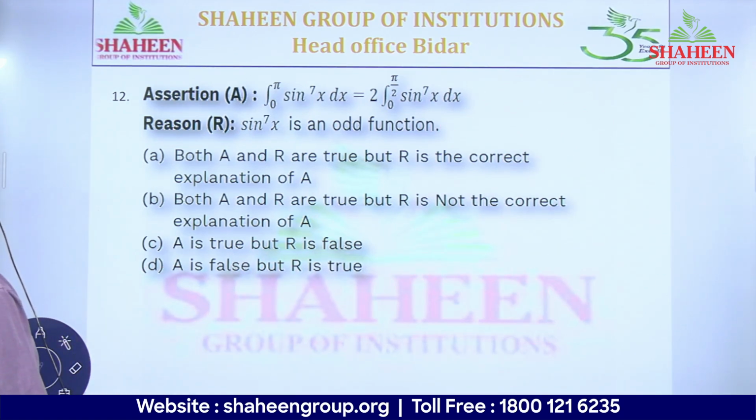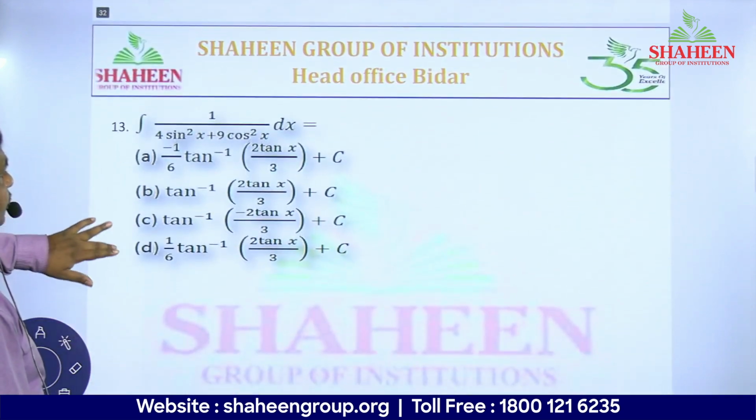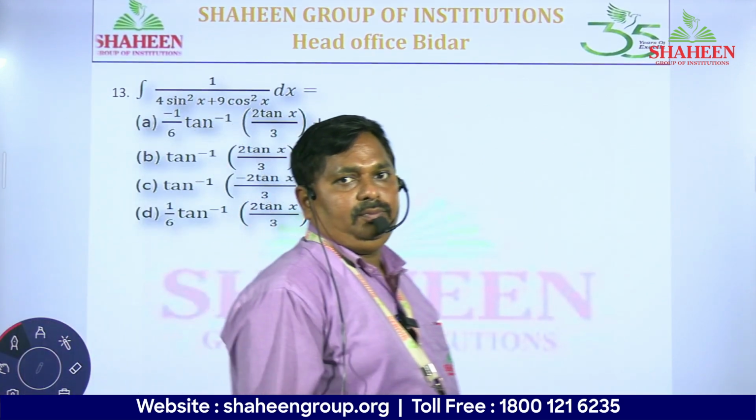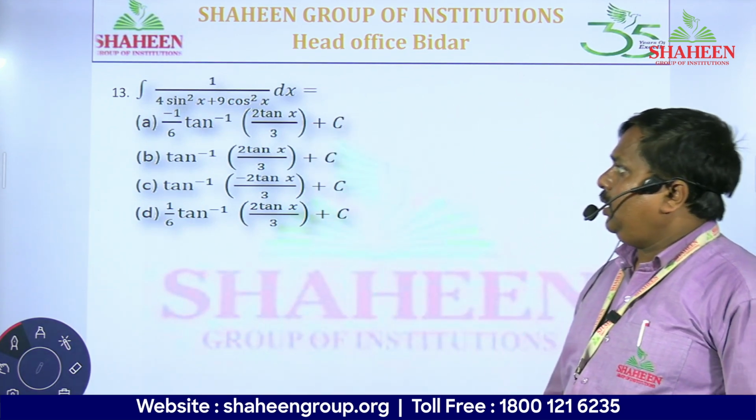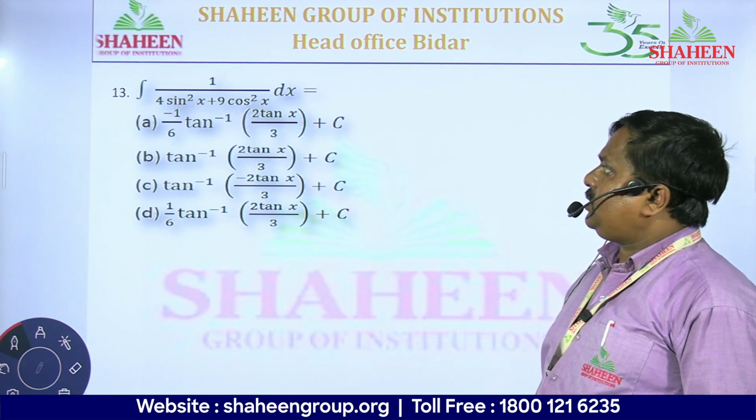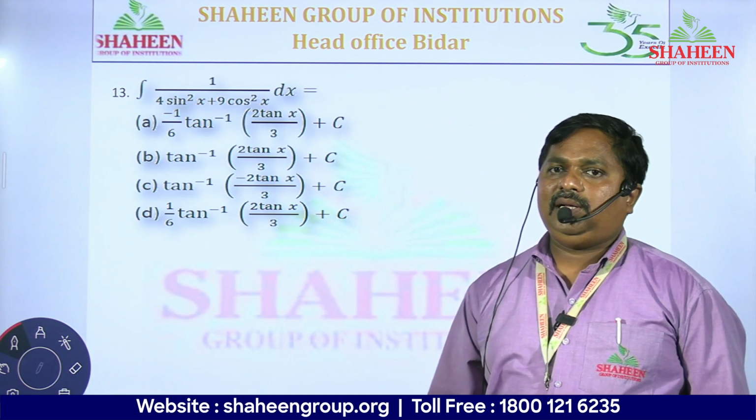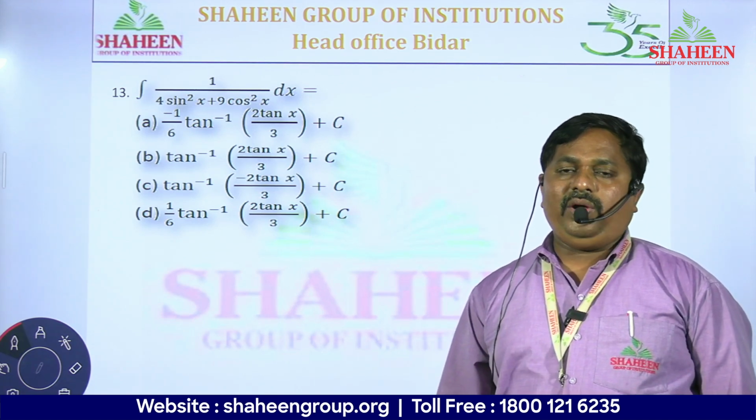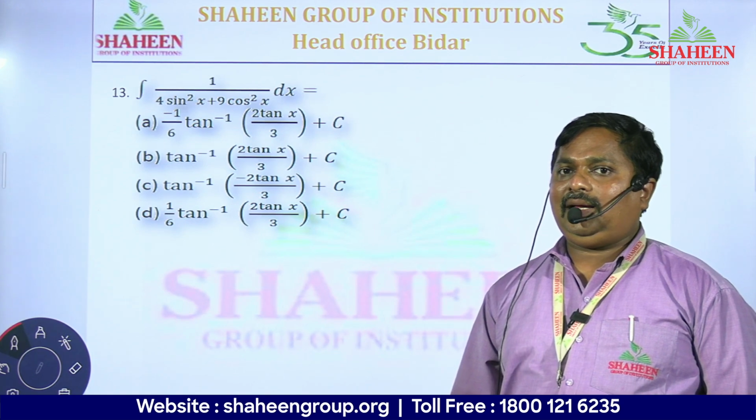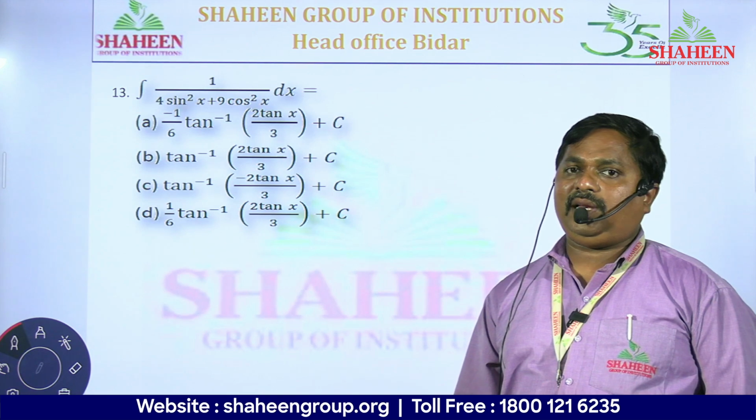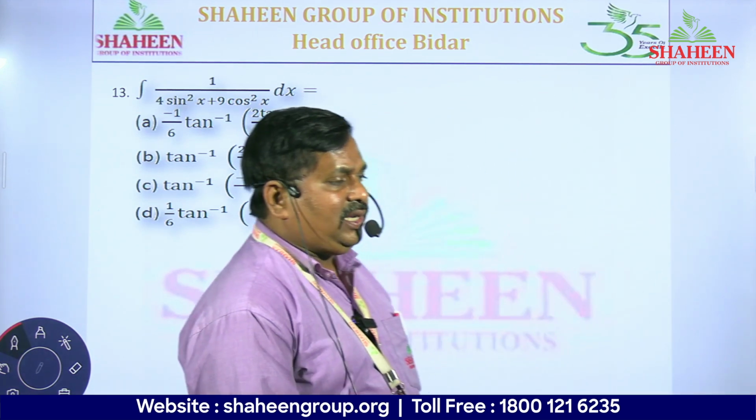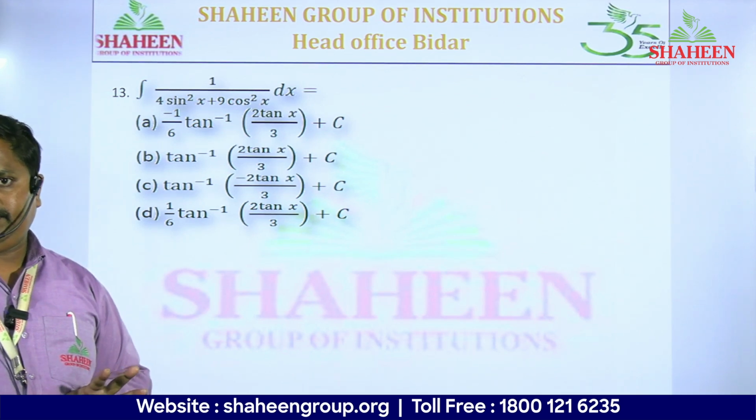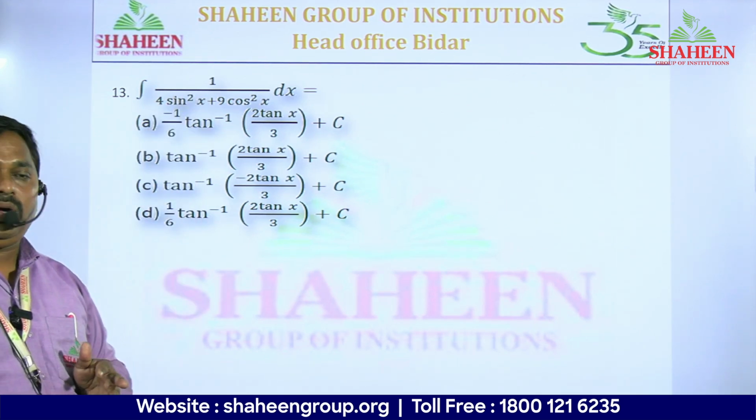Let us move to the next problem. So this problem is integration of 1 divided by 4 sin square x plus 9 cos square x dx. This is in the form of 1 divided by a sin square x plus b cos square x. We have to change the given function as tan square here. This function is changed as tan square by dividing throughout by cos square. Both numerator and denominator are divided by cos square.